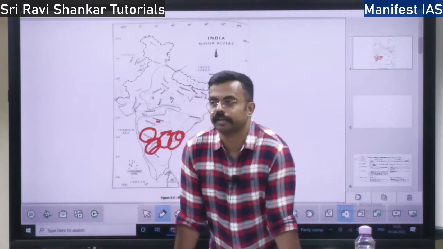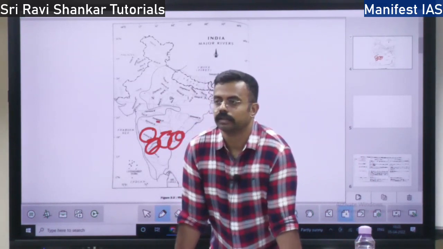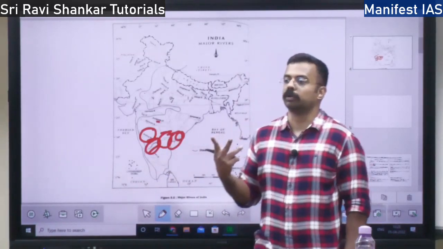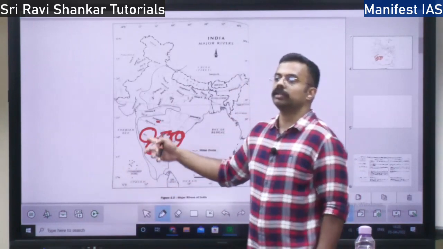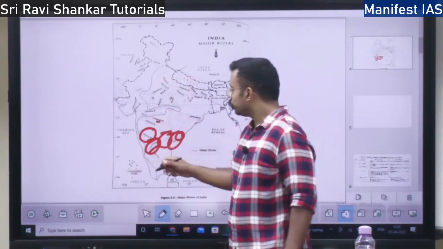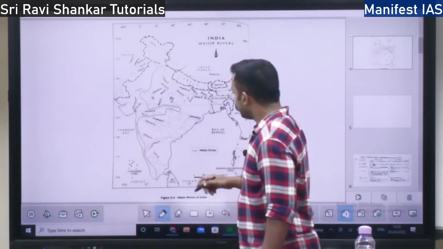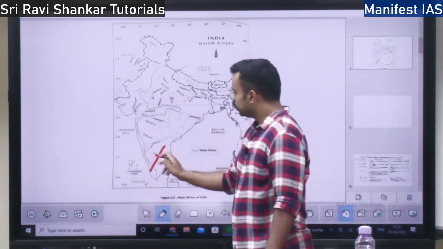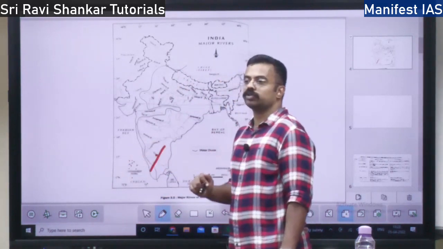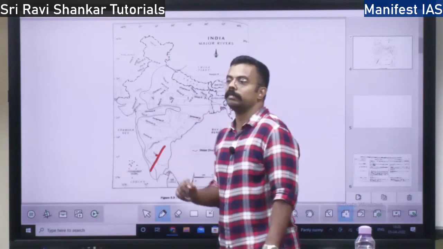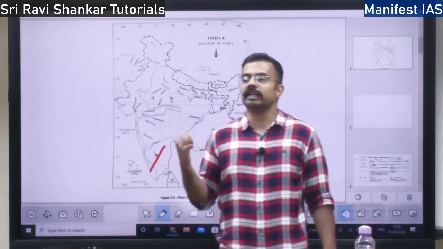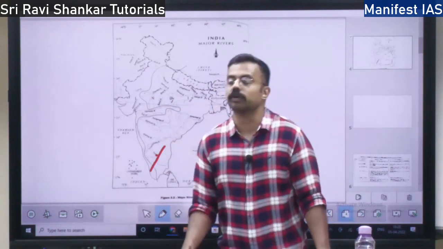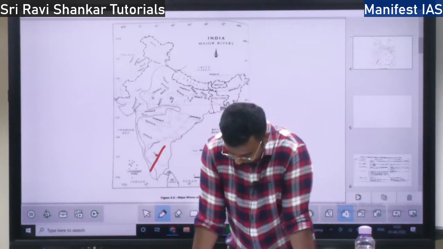So this Kaveri River gets water from two sources. How many monsoons are there in India? Two monsoons. One is the southwest monsoon, another is the northeast monsoon. So the Kaveri River gets water from the southwest monsoon and also from the northeast monsoon. That is why Kaveri River has water throughout the year. So it is one of the few rivers which has water throughout the year in the peninsular region, right?